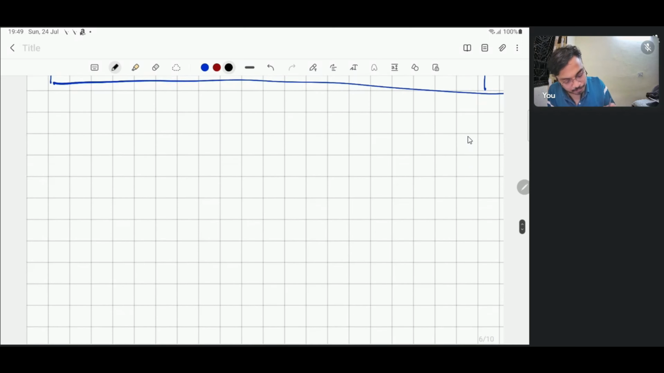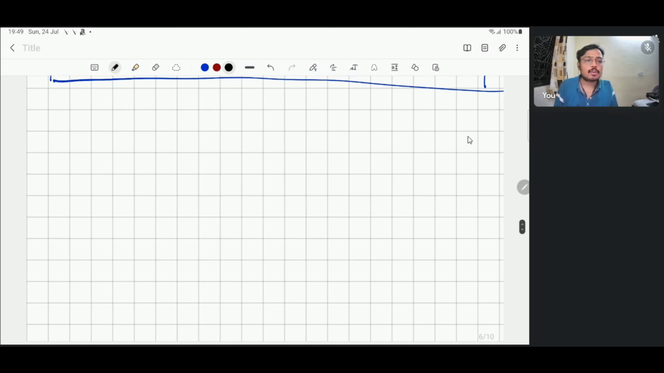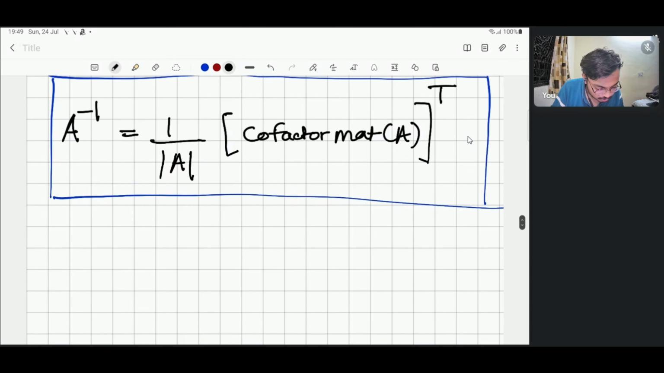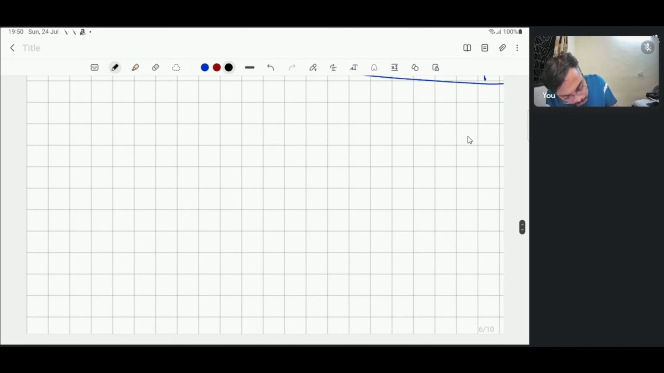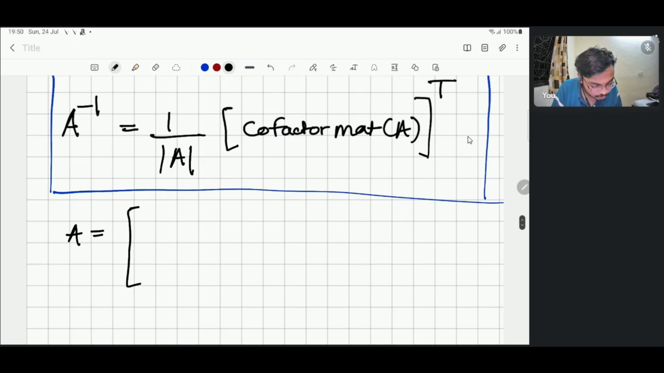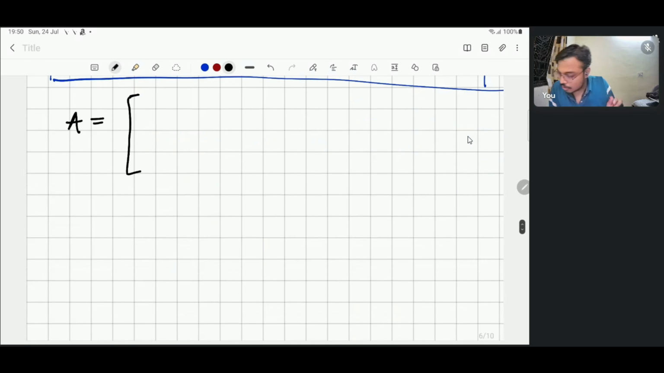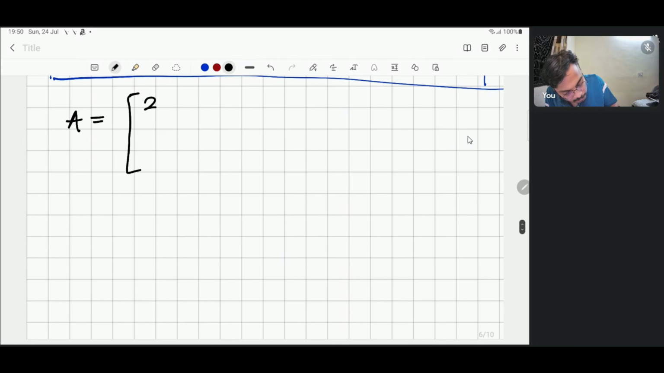So first we will find the determinant of A. How will we find the determinant of A? So we will write first the A matrix. So it's 2, 3, 3, 1, minus 2, 1, 3, minus 1, minus 2.